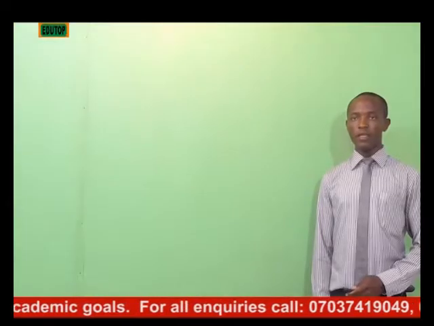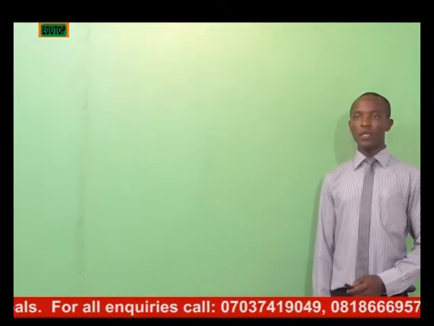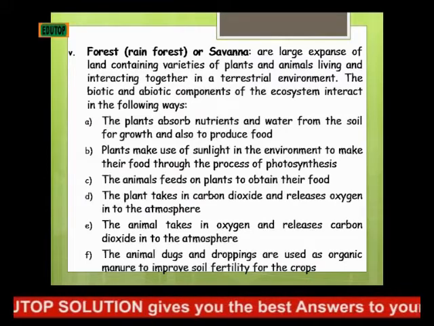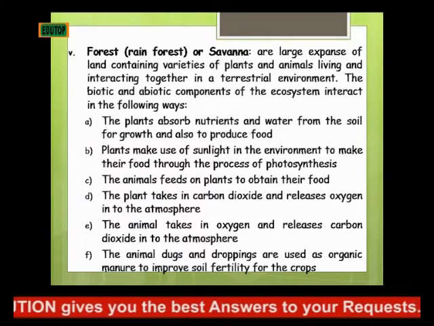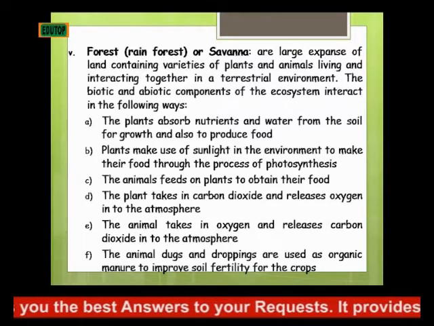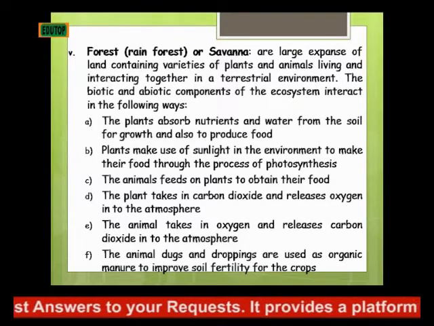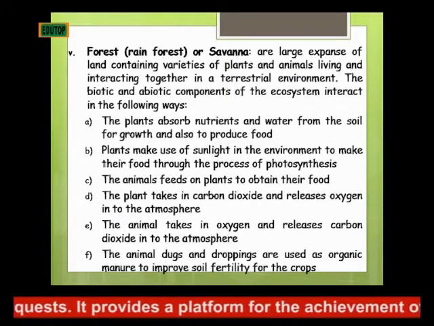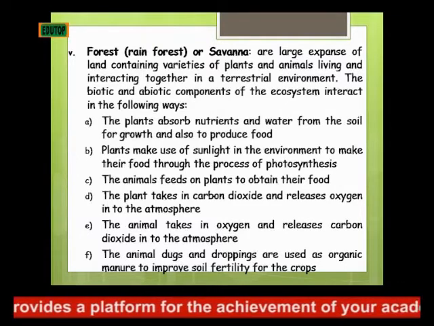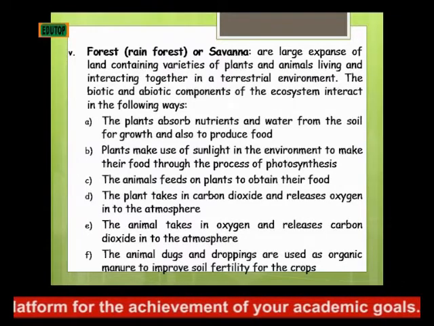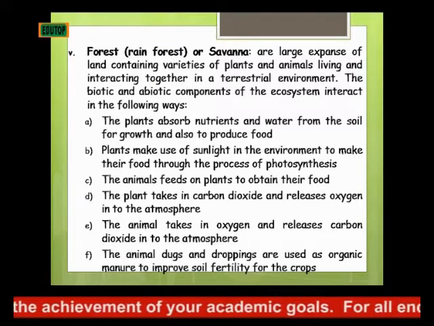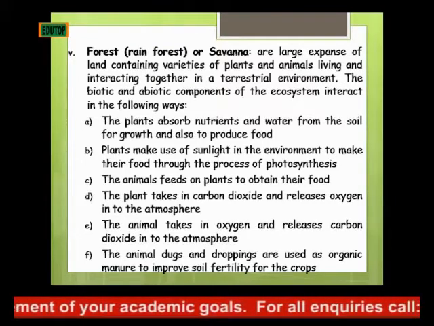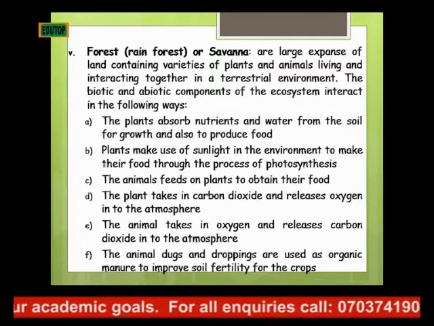Then the fifth interaction is the forest or rainforest or savanna. The forest or savanna are large expanses of land containing varieties of plants and animals living and interacting together in a terrestrial environment. The biotic and abiotic components of the ecosystem interact in the following ways. The plant absorbs nutrients and water from the soil for growth and also to produce food. The plant makes use of sunlight in the environment to make their food through the process of photosynthesis. The animals feed on plants to obtain their food.